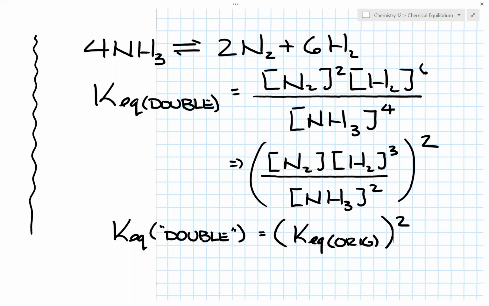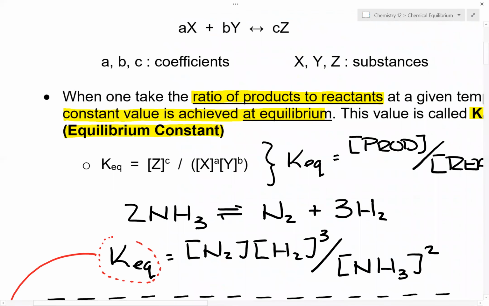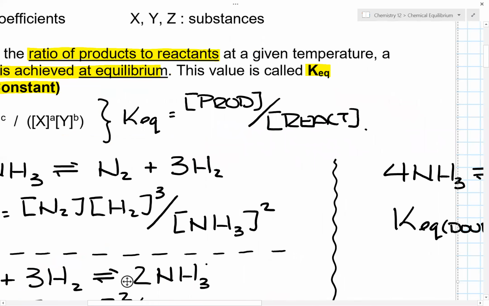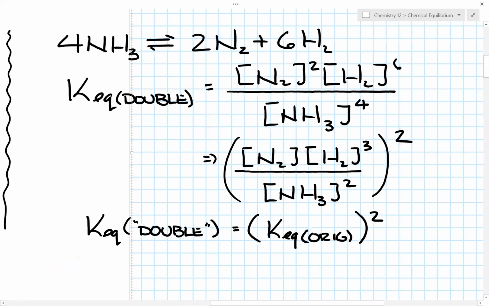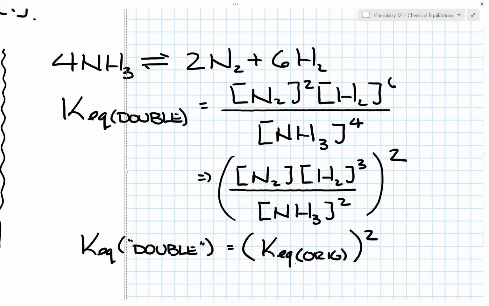So if we went back to the equation and said, if for this value the KEQ is 2, if I were to double the coefficients, what would the KEQ value be? If I double the exponents, it's just the square of the original KEQ. So I would say KEQ for double the coefficients would be 2 squared, which would be 4. Okay, so that is something for you to be aware of.